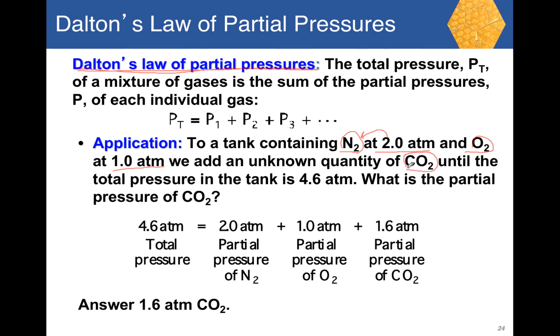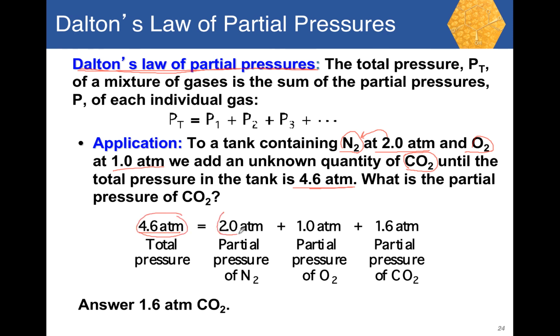So we added some CO2, a third gas, until the pressure of the tank registered 4.6, which means that the total pressure, the combined pressure, is 4.6. Since it's 4.6, the partial pressures of the contributing gases must add up to 4.6.